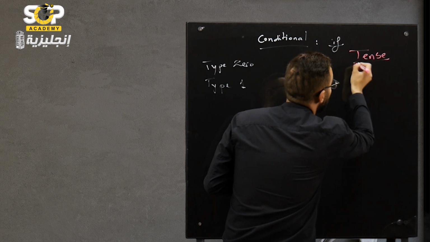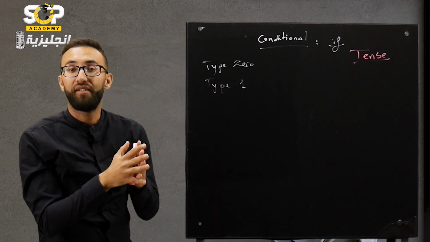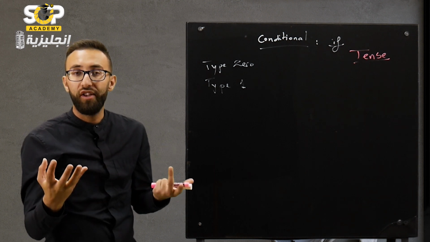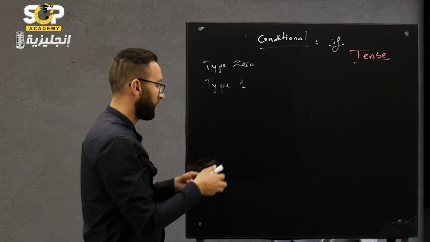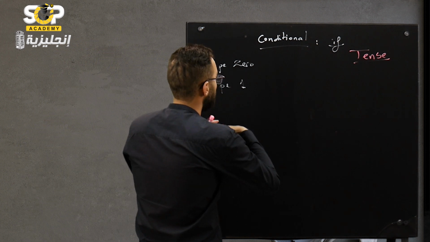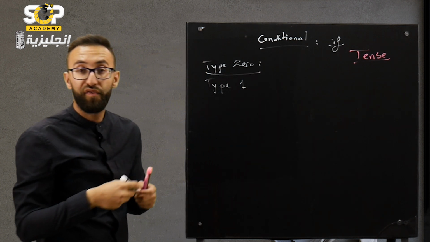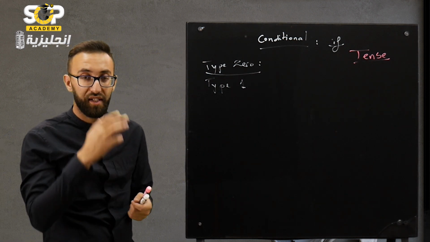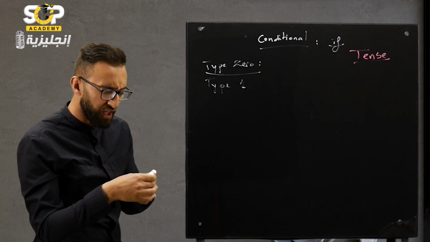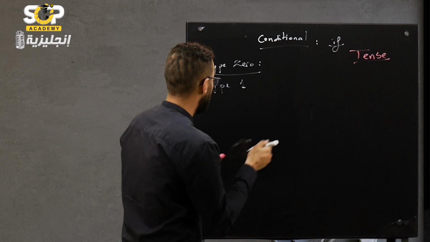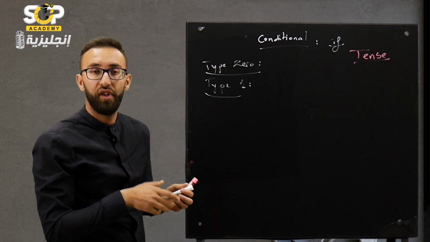Underline the word tense, because it's all about memorizing tenses and how we change from one tense to another tense. What is conditional type 0? It is a lesson from second year, but it will be found in the baccalaureate exam, and we should revise the four types of conditional.